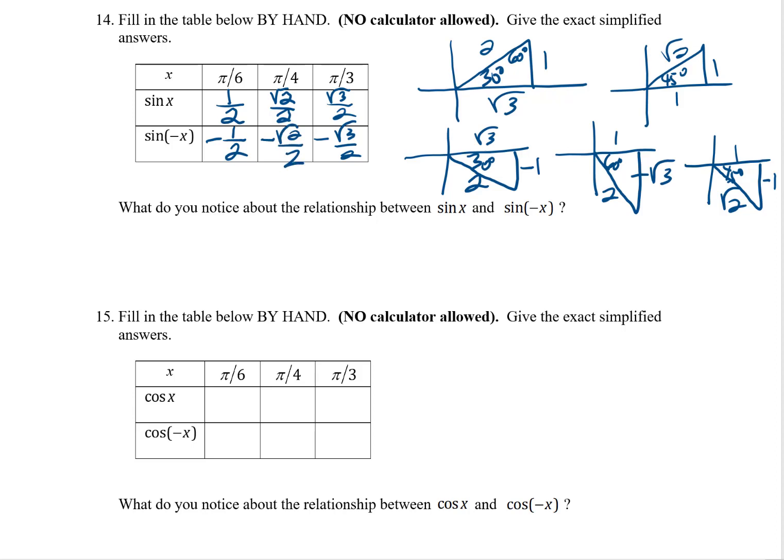And of course, you can see what happened. We're supposed to say what the pattern is here. What's the connection between the sine of x and the sine of negative x? It looks like in all three cases, the second answer was just the negative of the first answer. So sine of negative x came out to be the opposite value, the negative value of sine of x.